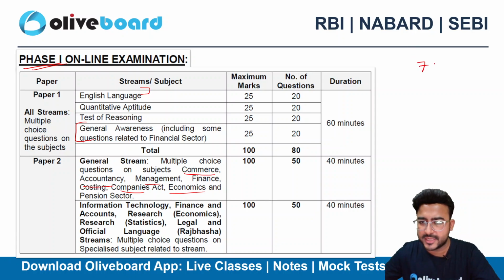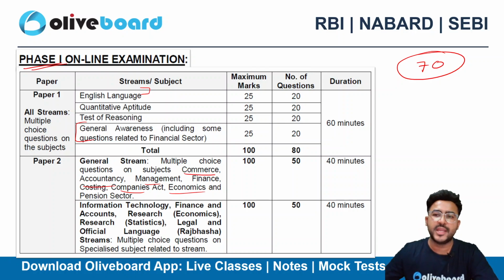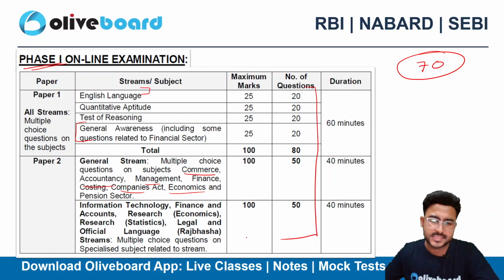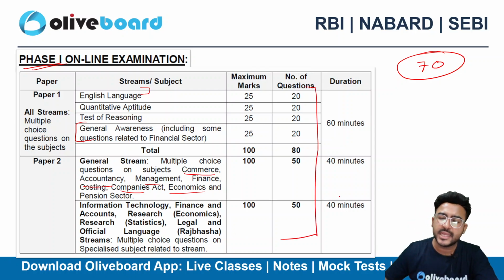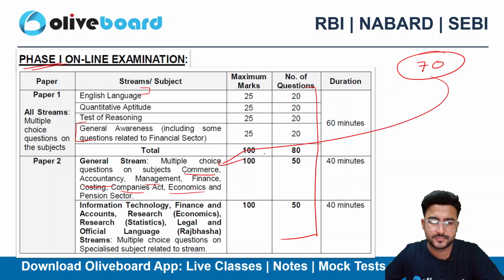So what you can do here is you can divide the 70 days in the subjects and you can allocate adequate days. Let's suppose if I am weak in commerce and accountancy, so I'll give majority of the days here. I'll allocate majority of the days here, right?